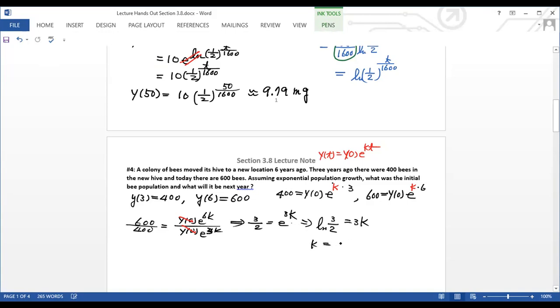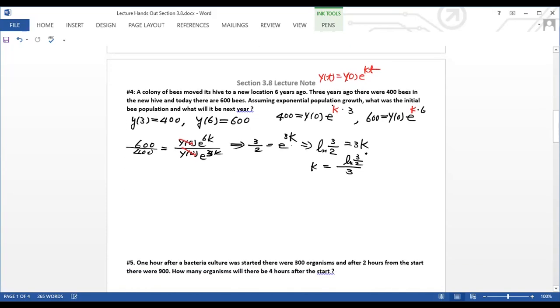So K is 3 natural log of 3/2 over 1/3, right? So now we said, okay, I want to find the remaining Y0 here. I can use this equation.